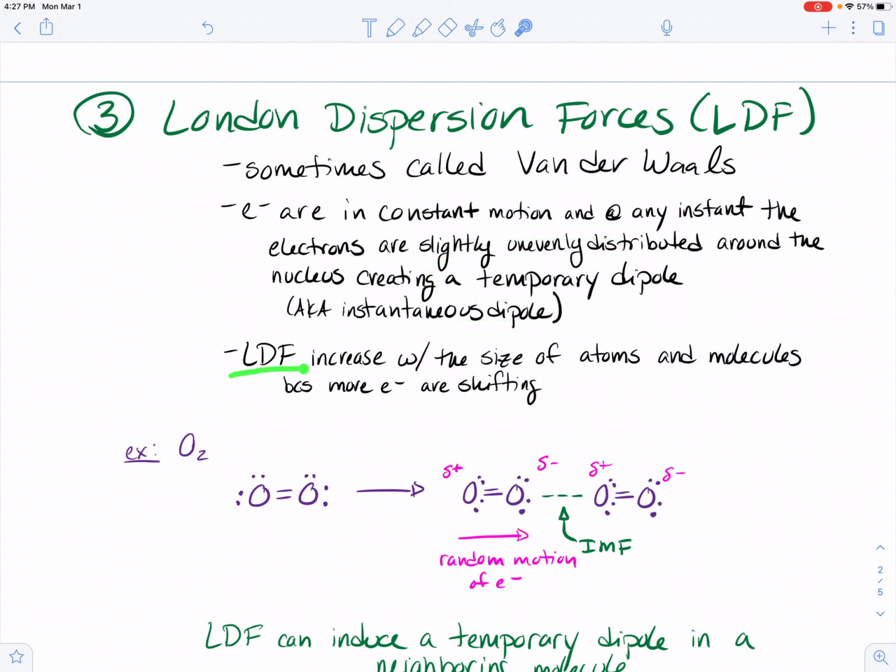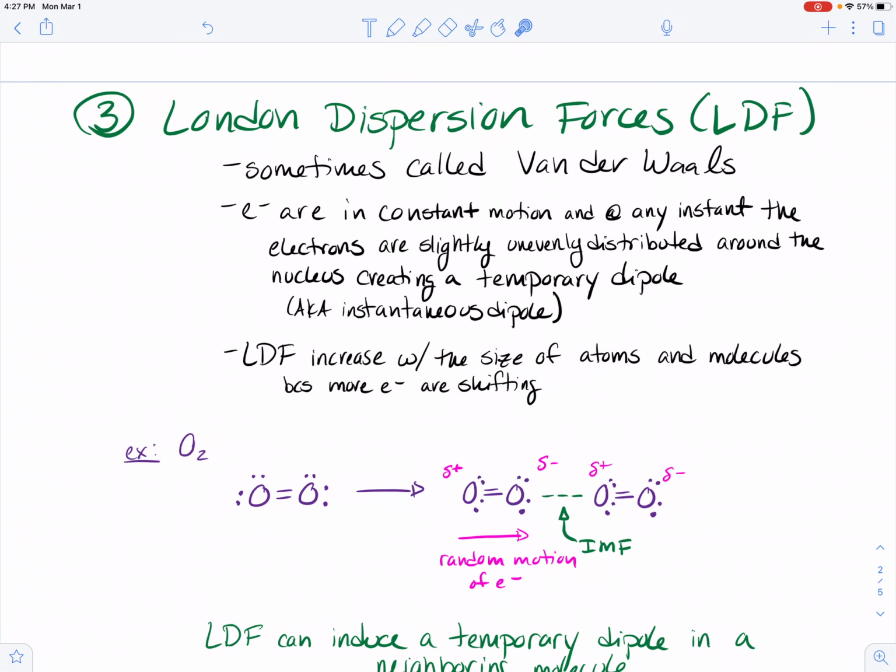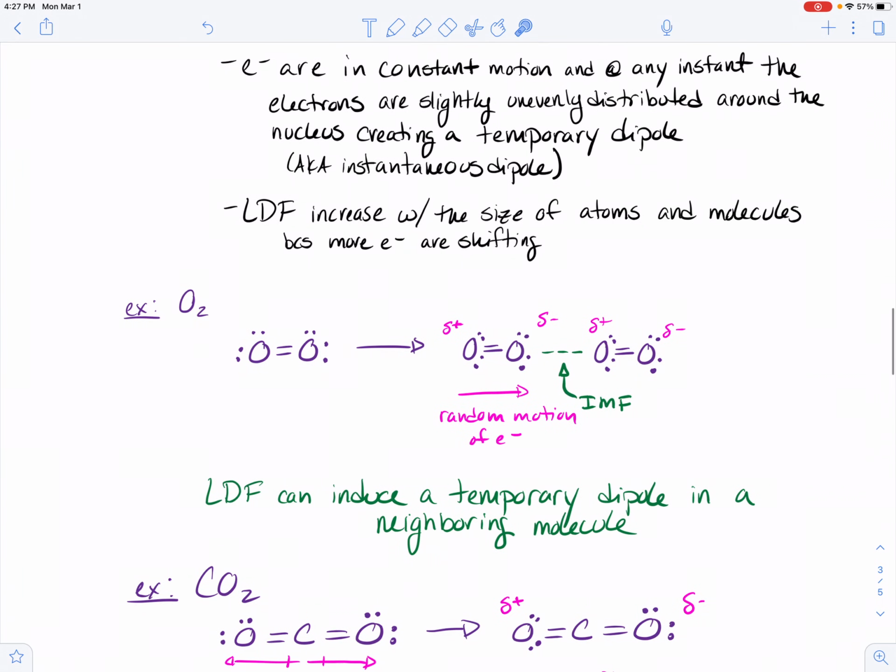So the London dispersion force increases with the size of the atoms and the molecules because there are more electrons that are able to shift. So we're going to look at an example of a small molecule, but with a larger molecule, it's more likely to happen. So in this particular case, this is a linear, very symmetrical molecule, and this is a nonpolar bond because oxygen has the same electronegativity as oxygen. So this is a nonpolar covalent bond. This is a nonpolar molecule.